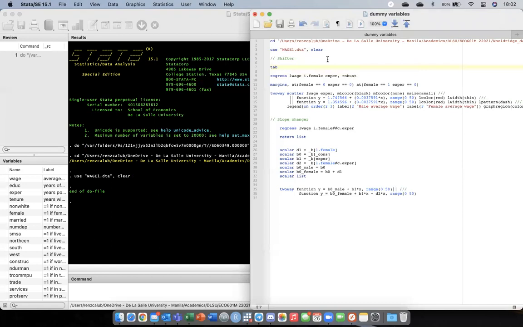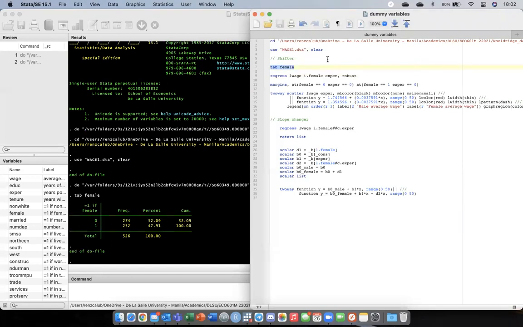To do a quick check, let's run a frequency table. Here we have an identifier, a dummy variable for the sex of the respondent. You have 0 for male and 1 for female. Now, if your variable is already encoded in this manner, you can just plug it in. You can just plug the variable in your regression syntax.